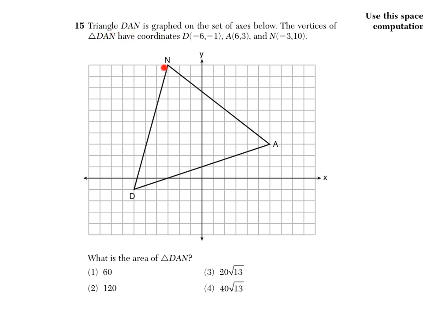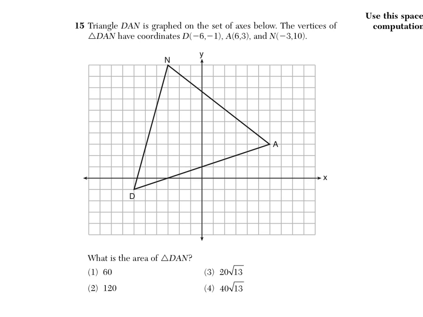Question 15. Triangle DAN is graphed on the set of axes below. The vertices of DAN have coordinates (-6, -1), (6, 3), and (-3, 10). Our objective is to figure out the area of triangle DAN. How are we going to do that? A few different methods we could use. We could use the shoelace method. Alternatively, we can use the decomposition method, which is when we box in this triangle and then subtract out the area of this triangle, and this triangle to get the area of triangle DAN. And in fact, that's what we're going to do right now.